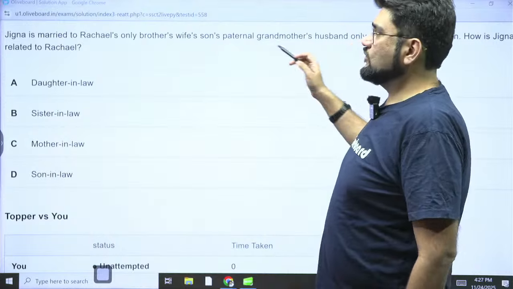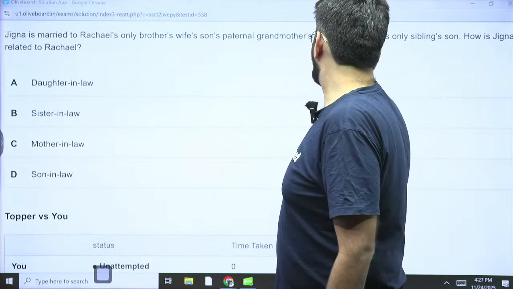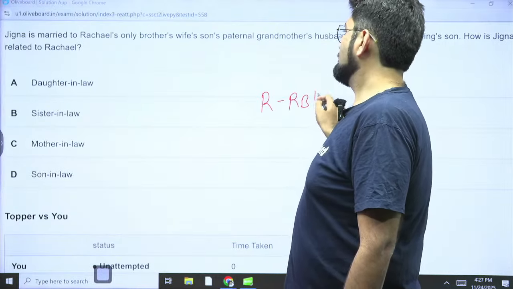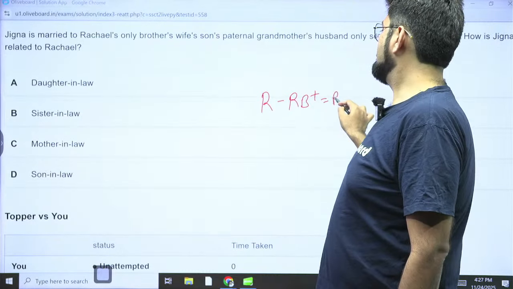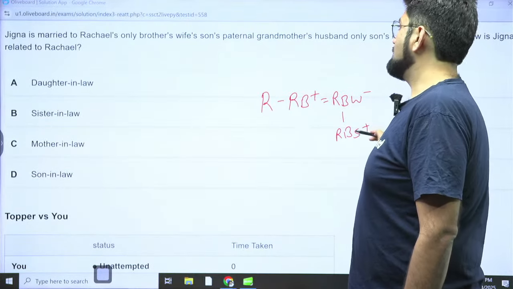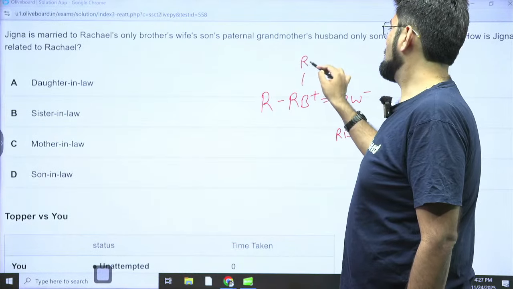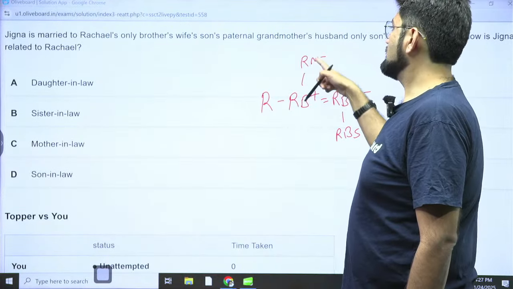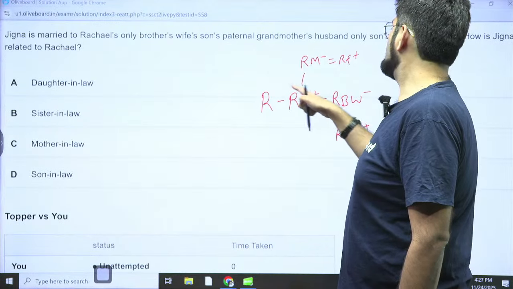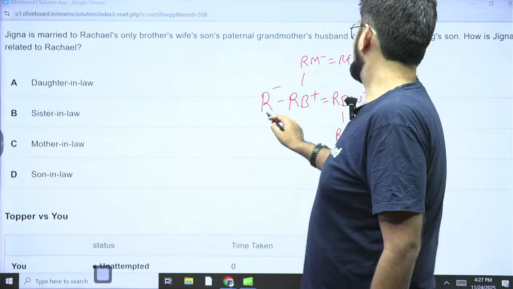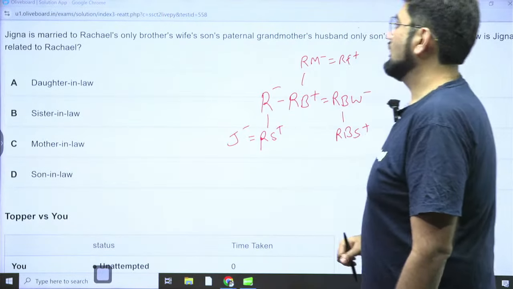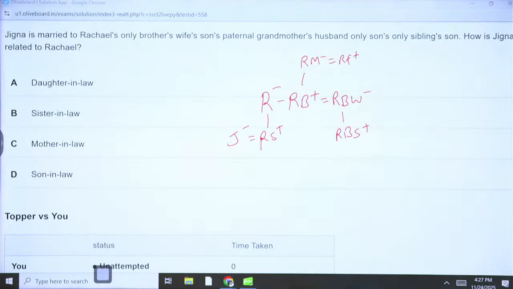So I'll just draw it for you. Jigna is married to Rachel's only brother's wife's son's paternal grandmother, that is Rachel's mother's husband's only son's only sibling. Rachel is a female, so Rachel's son, who is married to Jigna. How is Jigna related to Rachel? She is the daughter-in-law of Rachel.